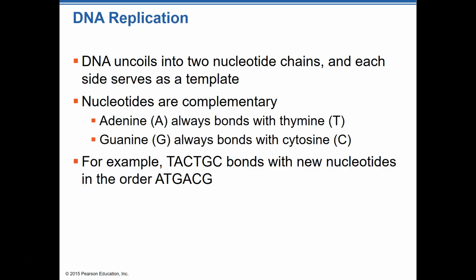So during that replication of DNA, it's going to uncoil into two chains. Each side serves as a template. And then the adenine, guanine, thymine, and cytosine are going to bond together. It's going to take in all of those to where that DNA is going to split into two separate chains, or two halves of a ladder.